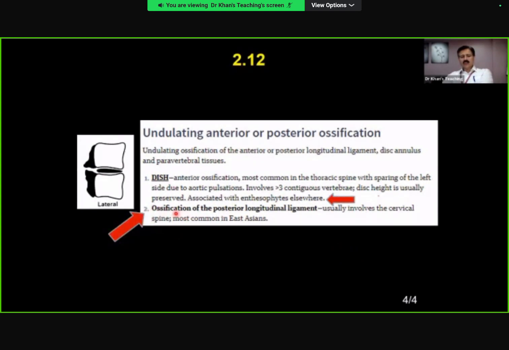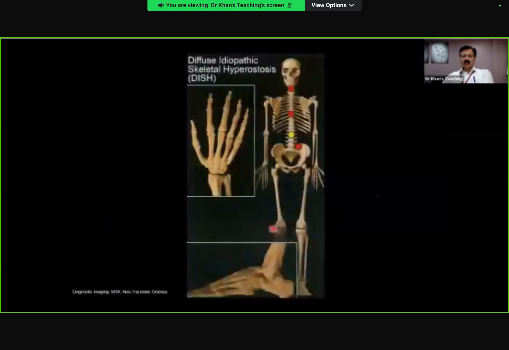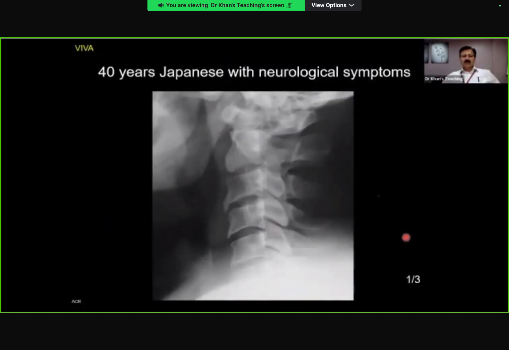There is another ossification, which is ossification of posterior longitudinal ligament. And this has come in the exam, so I warn you. This is a classical example. It usually involves the cervical spine, most common in East Asians. Most studies came out from Japan initially, but later on people realized that it is more prevalent, not just in Japan. Okay, so with this background, over to you.